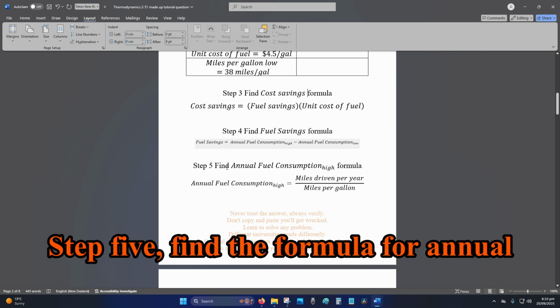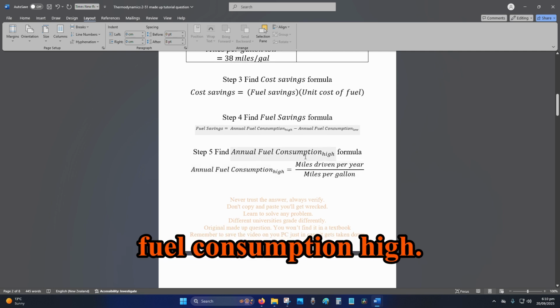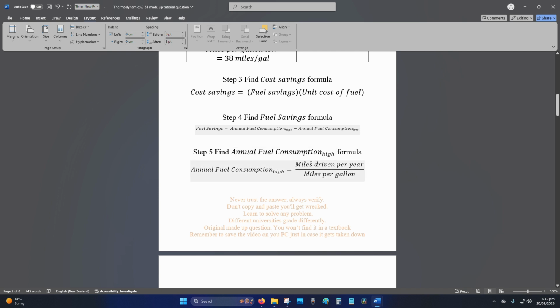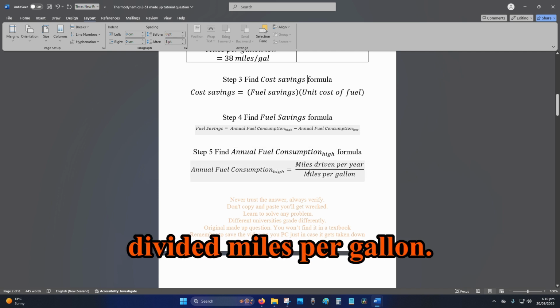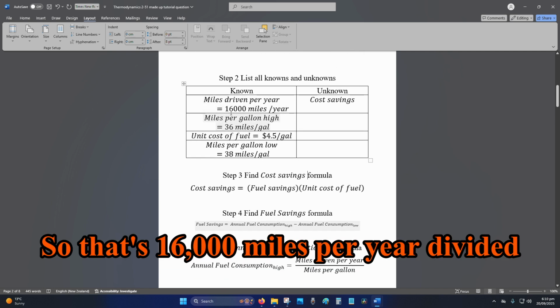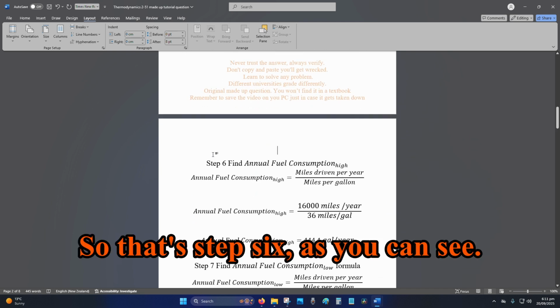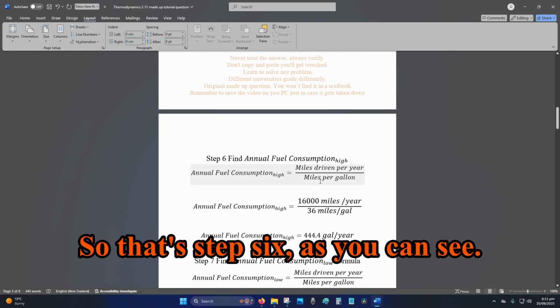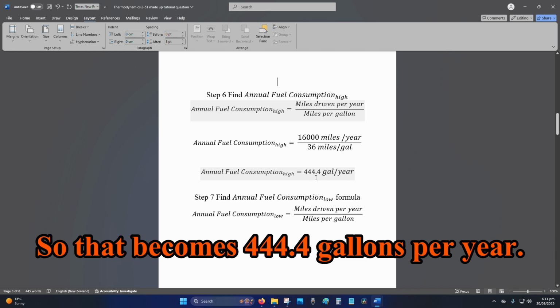Step 5, find the formula for annual fuel consumption high. Miles driven per year divided by miles per gallon. That's 16,000 miles per year divided by 36 miles per gallon. That's step 6, as you can see. That becomes 444.4 gallons per year.